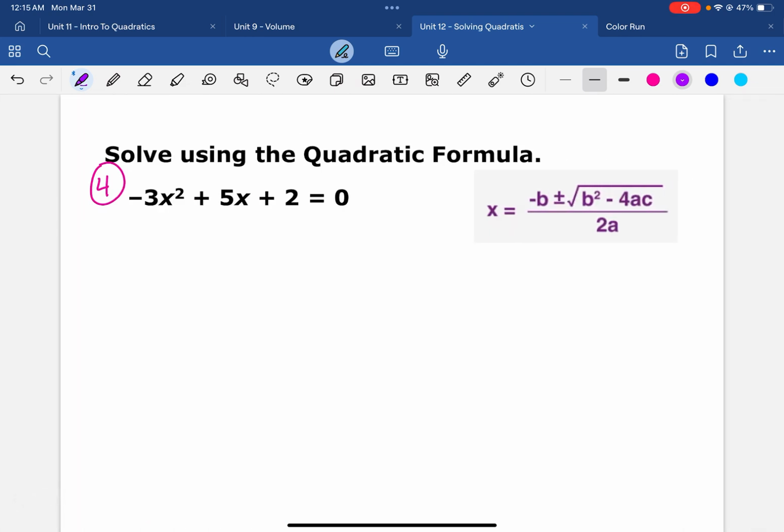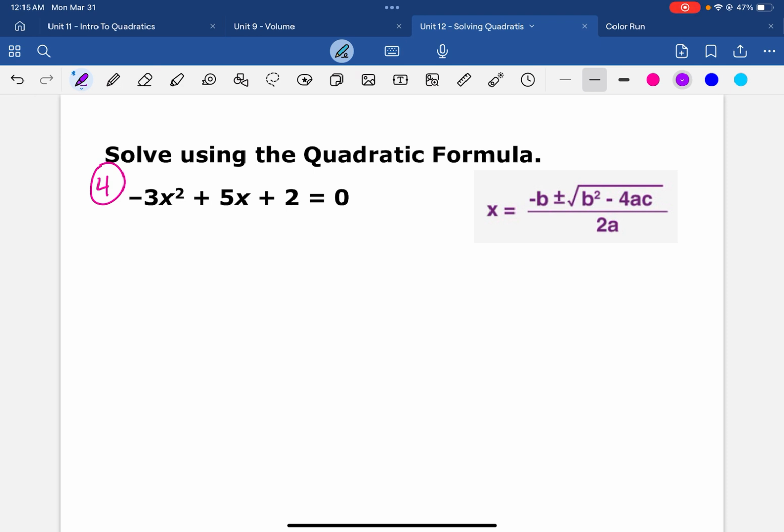All right, you try this one. Pause the video. See how far you can go. If you get stuck or you reach the end, go ahead and turn the video back on. I'll give you a hint. You should get a nice, pretty, perfect square. So that should be a little bit easier for you.